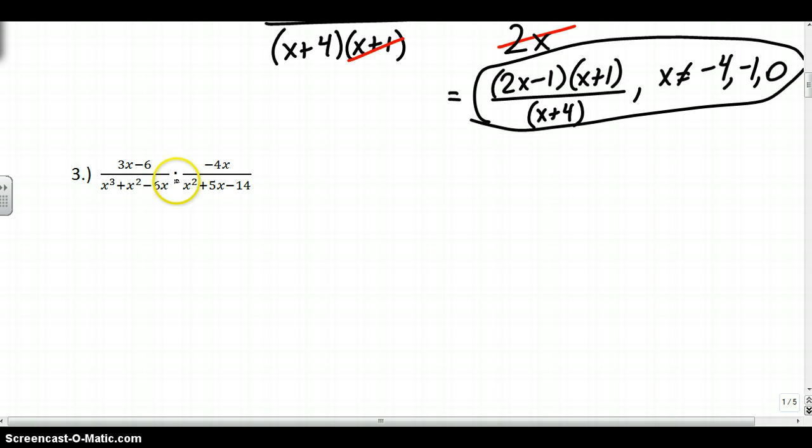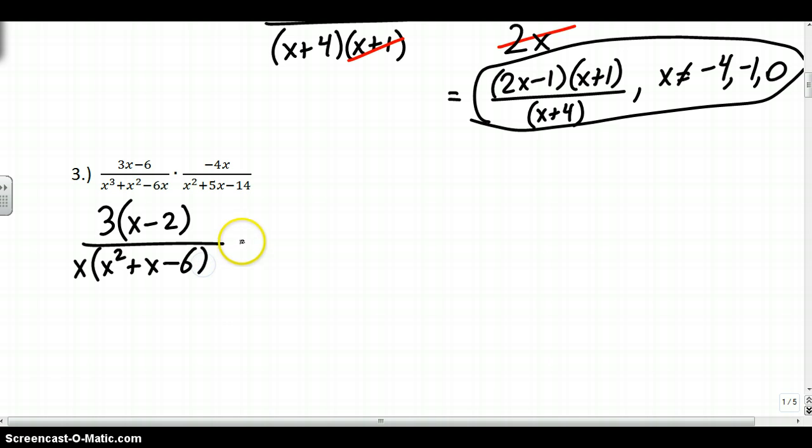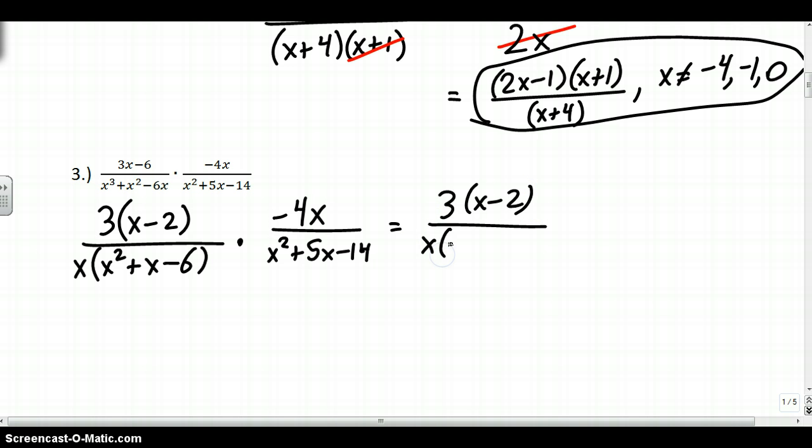Same thing for 3, although I notice this is times, so I don't need to do any flipping. I just need to factor. What goes into 3x and negative 6? Well, that's a 3. And you're left with x minus 2 over, that's an x cubed, I'm scared. Don't be. Pull out an x, and you're left with x squared plus x minus 6, we'll come back to that, times negative 4x over, well, I guess we'll just factor this all at one turn here. So, what multiplies to negative 6 and adds to 1? Think about it. That would be 3 and negative 2.